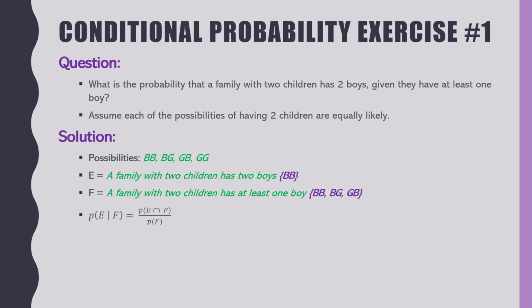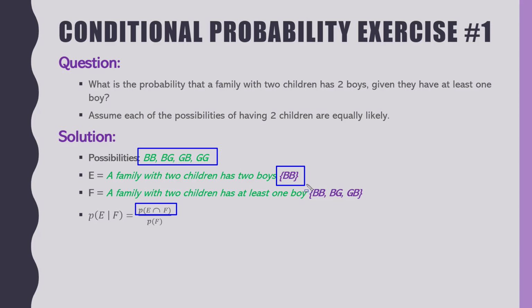There's no girl, girl, because the whole question was, they have at least 1 boy. Do you understand why those are the two sets? What's the intersection of E and F? Just boy, boy. So we put that on the probability of getting just boy, boy, which is what? 1/4, right? The probability of getting this set here out of that. That's the number that goes here. 1/4 goes on the top here.